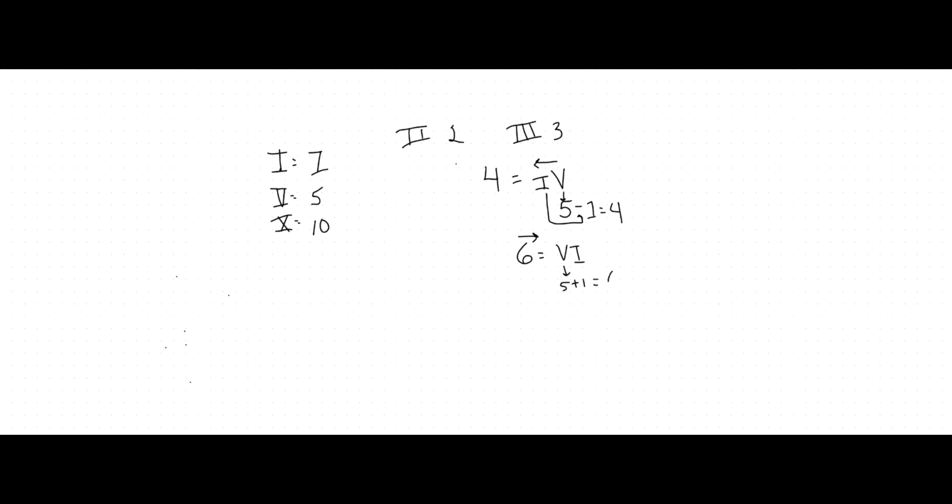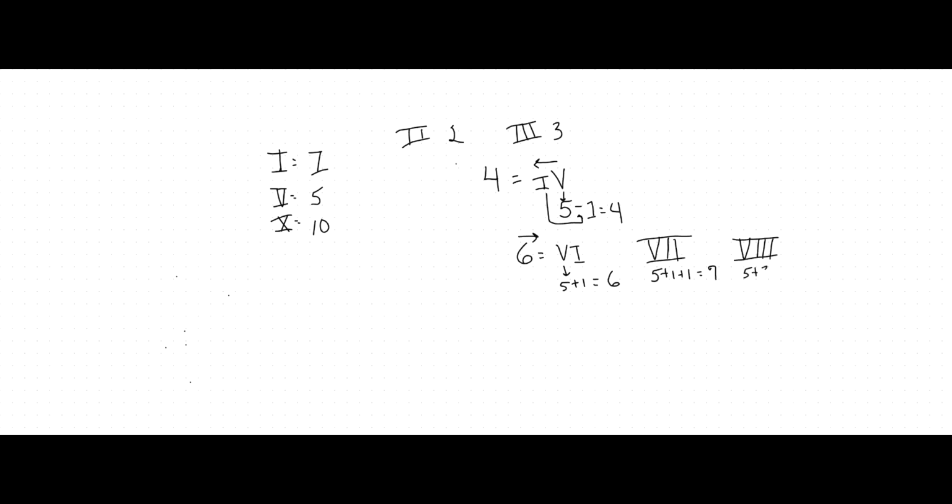So same thing if I'm going up to 7, I'm going to have just my 5 plus my 2 1s equals 7. Same thing with my 8, because remember with 8, I can have 3 lines in a row. So I have my 5 plus my 3 lines equals 8.